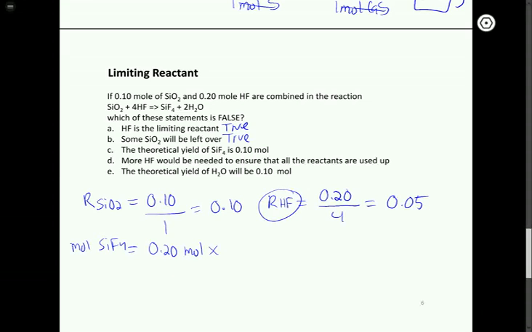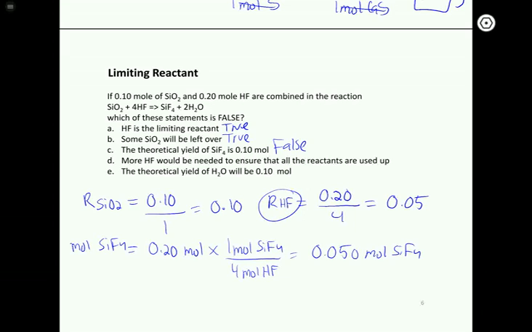So that has a coefficient of 1, so 1 mole of SiF4 forms for every 4 moles of HF that reacts. That's the coefficient in front of HF. So our theoretical yield of SiF4 is actually only 0.05 moles. So it looks like choice C is false. So that's the front runner right now. Now let's verify that choice D and E are true.